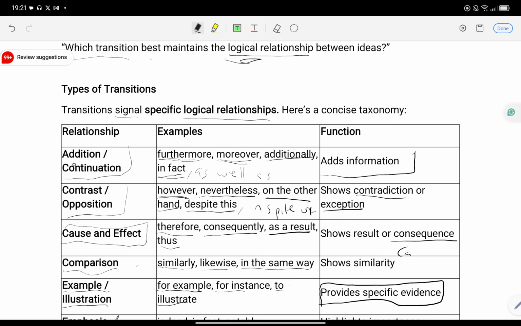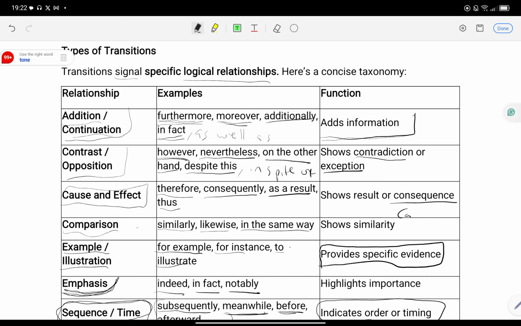First, we have the relationship of addition or continuation. When you want to indicate in your sentence that you are adding to a previous idea or you are continuing a previous idea, you use these transition words. You could use furthermore. You could say moreover. You could say additionally. You could say in fact. I added one here as well as. All of these show that you are continuing a previous point, or you're adding to a previous point. So basically, the function is that it adds information.